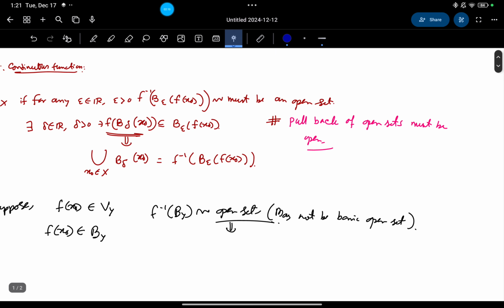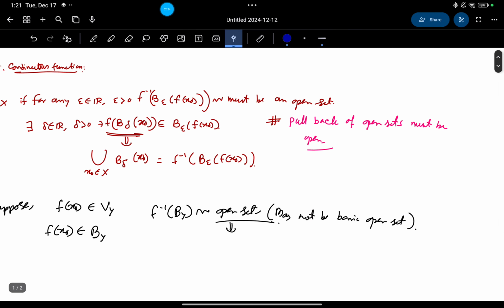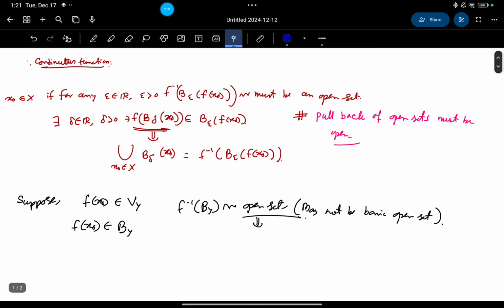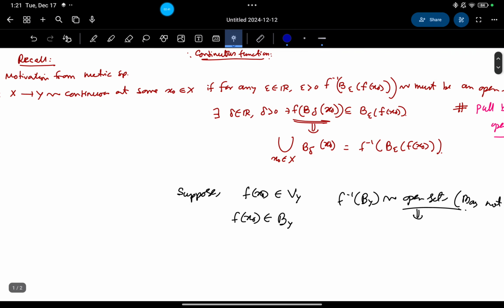That is based on the structure of the function and the properties of the metric spaces. But the most fundamental thing playing centrally in this entire concept is basically that the pullback of any open set in the range space is also an open set in the domain space. So that is the basic fundamental game being played behind. This will force me to generalize the concept of continuous function to general topological spaces. So what is this?